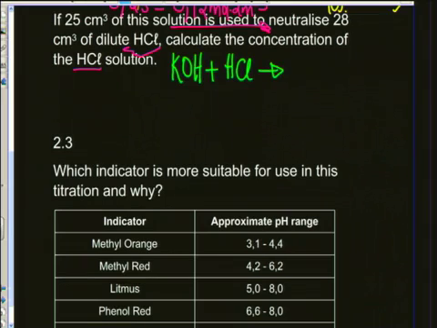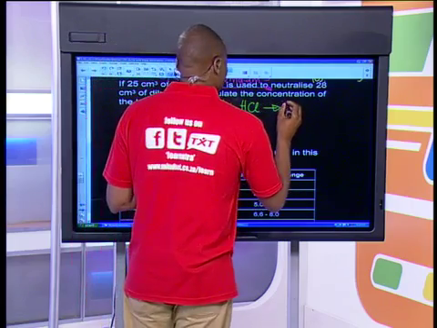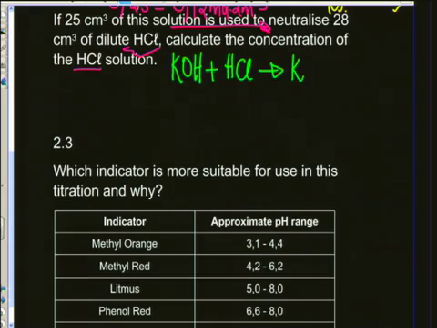I know that every time I have a base reacting with an acid, what I am going to produce is a salt. Okay? The salt will be KCl in this case. Salt and water are the products that are formed when an acid and a base react. So this will be KCl plus water, H2O. All right. Now, when I look at this, it is balanced as it is. So this chemical equation is balanced.